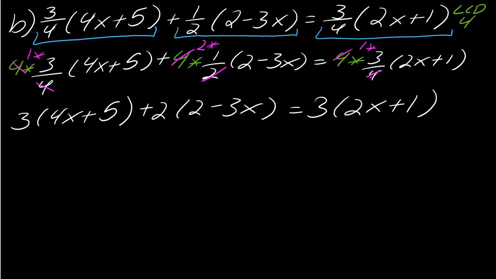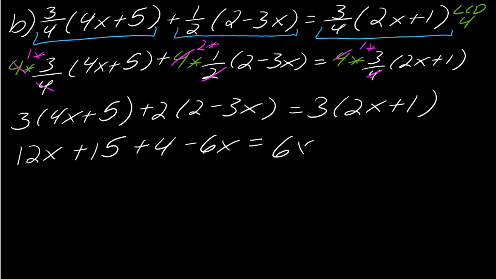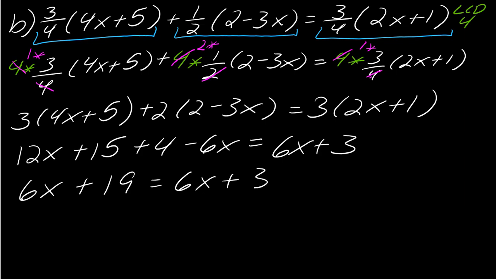So let's start that. Distributing the 3, this is going to get me 12x plus 15. And then distributing the 2, this will be plus 4 minus 6x. And then I can distribute that 3 to get 6x plus 3. And so now I can collect my like terms. So this side will become 6x plus 19 equals 6x plus 3.